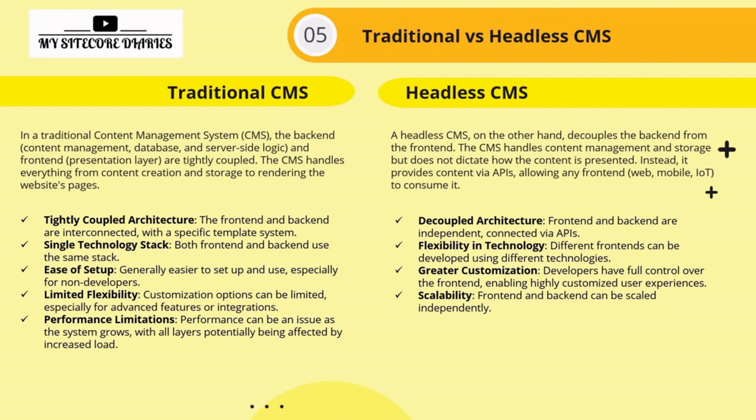Scalability. Front end and back end can be scaled independently. Both are different applications, front end and back end, so you can scale both separately. Content delivery, and this is also a very important part. The content can be delivered to multiple platforms from a single backend, and there is one more thing you can utilize in headless CMS: your content itself can be served from a CDN. Like when you use Experience Edge in Sitecore, it can be a CDN also, which will speed up your website performance. So these are the differences between traditional CMS and headless CMS.